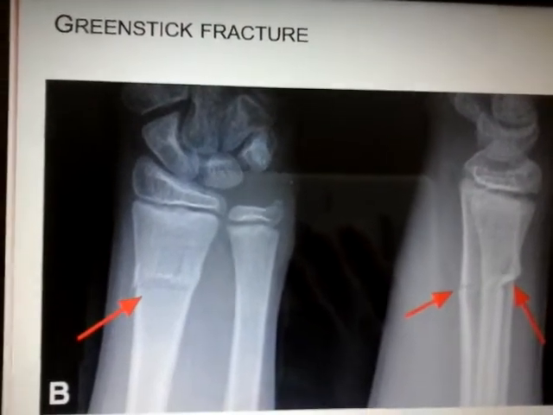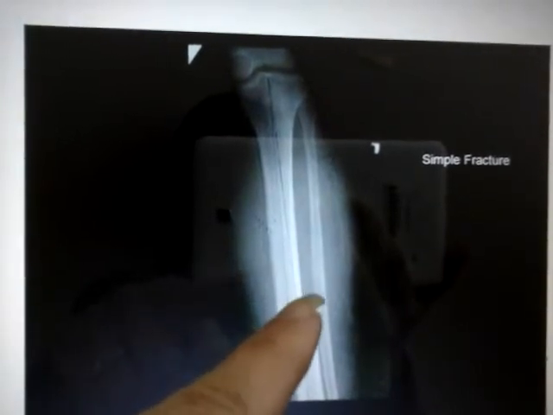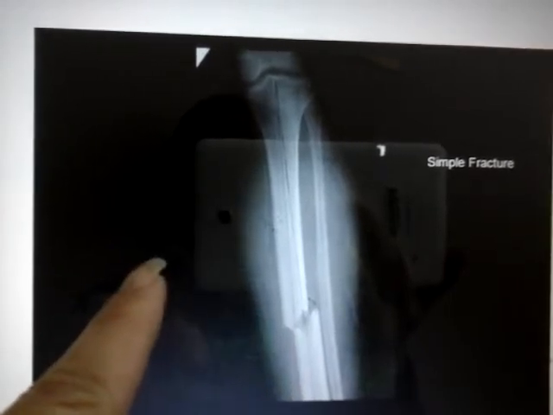Okay. Now, the next type of fracture is called a simple fracture. With a simple fracture, the bone is broken. However, when the bone breaks, it's not a complex break. You can see here the fracture right there. Notice the bone is still aligned. There's not a lot of twisting of the bone. The bone isn't sticking out anywhere.